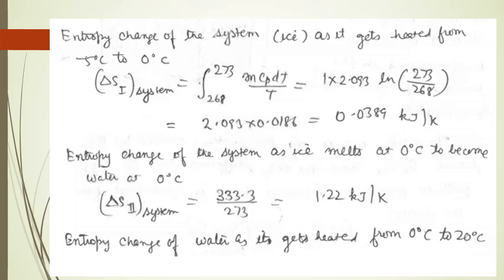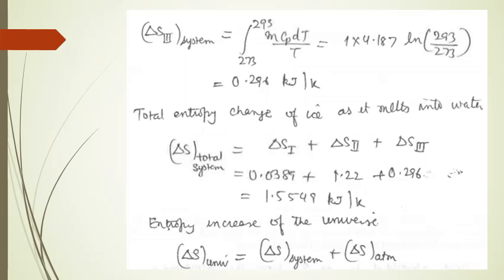Now the entropy change of water as it gets heated from 0 degrees Celsius to 20 degrees Celsius. The entropy change of the system when the temperature of water is raised from 0 degrees Celsius to 20 degrees Celsius can be obtained by integrating del Q upon T with the limits of 0 degrees Celsius and 20 degrees Celsius. Now del Q is equal to m Cp dT, because it can be assumed that the heating of water takes place at constant pressure, and at constant pressure del Q will be equal to m Cp dT.